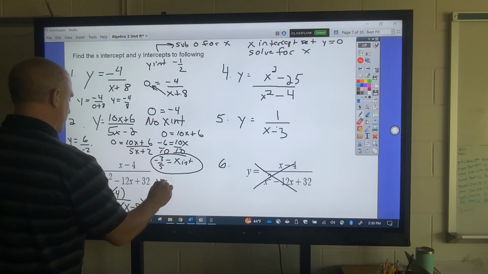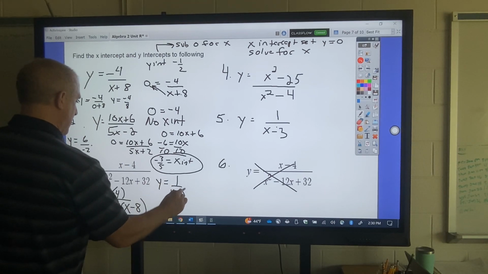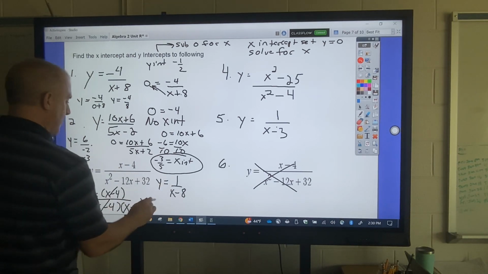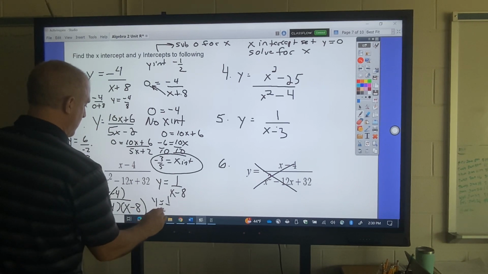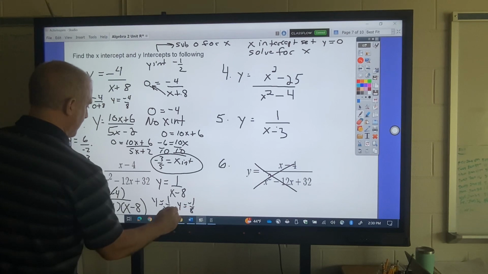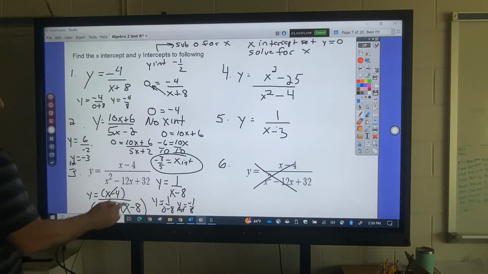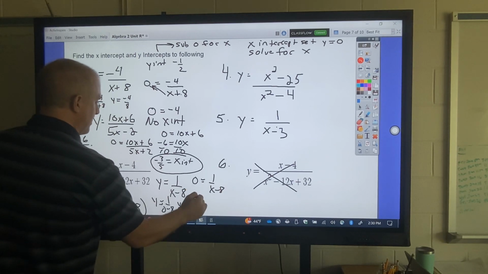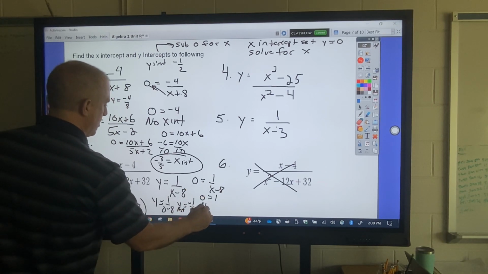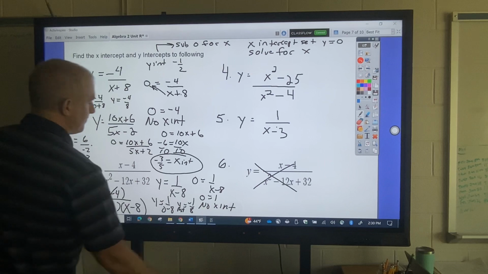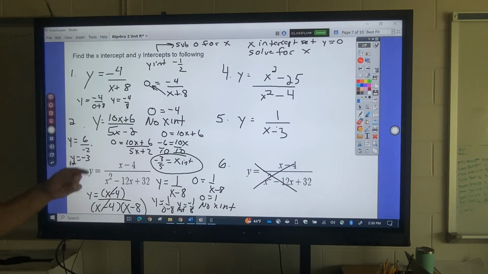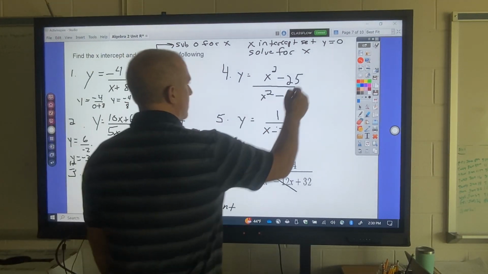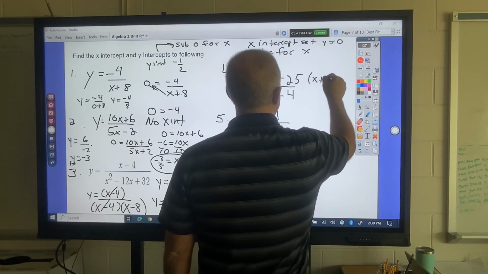So it's going to be y equals 1 over x minus 8. Now I'm going to put 0 in there. That'd be y equals 1 over 0 minus 8, which is y equals negative 1/8 for the y-intercept. For the x-intercept, I would set that equal to 0. If I cross multiply that, that's going to be 0 equals 1, so there's going to be no x-intercept. For this one, if you want to try to factor it, you can.